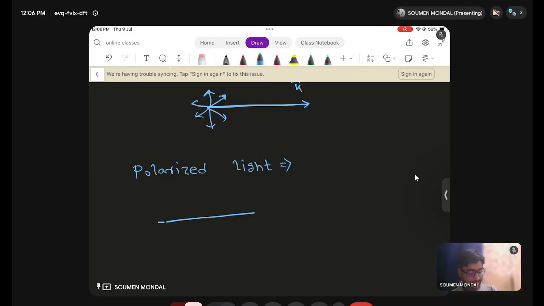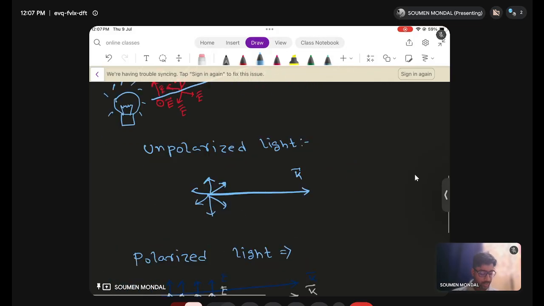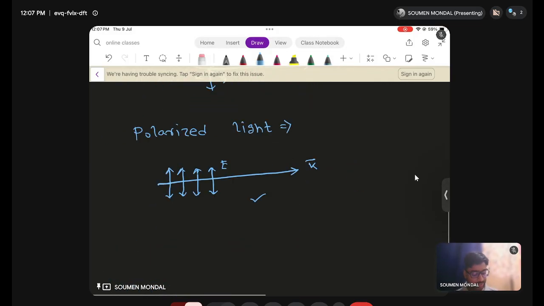So this is the direction of propagation. Now it is possible that the electric field is only oscillating in the plane of the board. This picture is similar to the initial wave I drew here, where the electric field is oscillating in the plane of the page or plane of the board. It is also possible that your electric field oscillates perpendicular to the page.